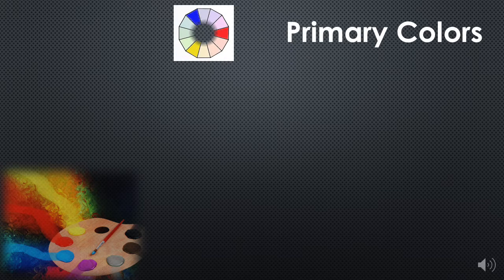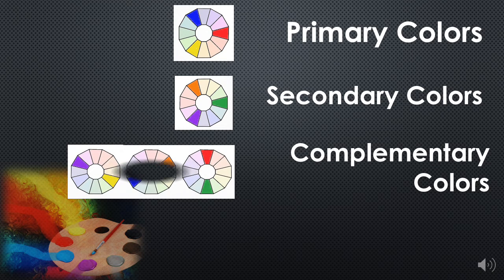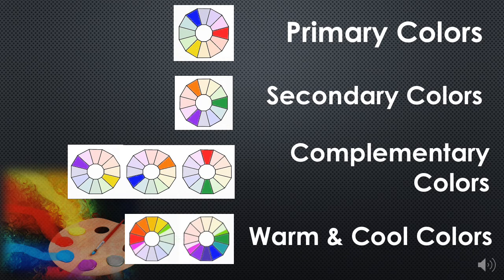Here is a recap of the basics. Primary colors are the first colors. Secondary colors are mixing 2 primary colors together. Complementary colors are a pair of colors that are opposite each other on the color wheel. And warm and cool colors refer to a color's temperature.